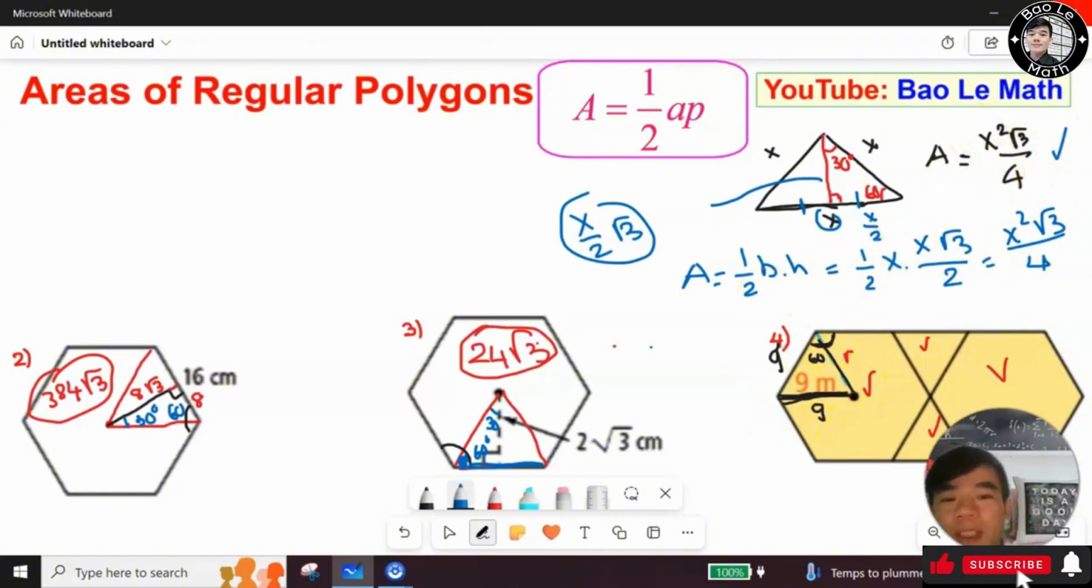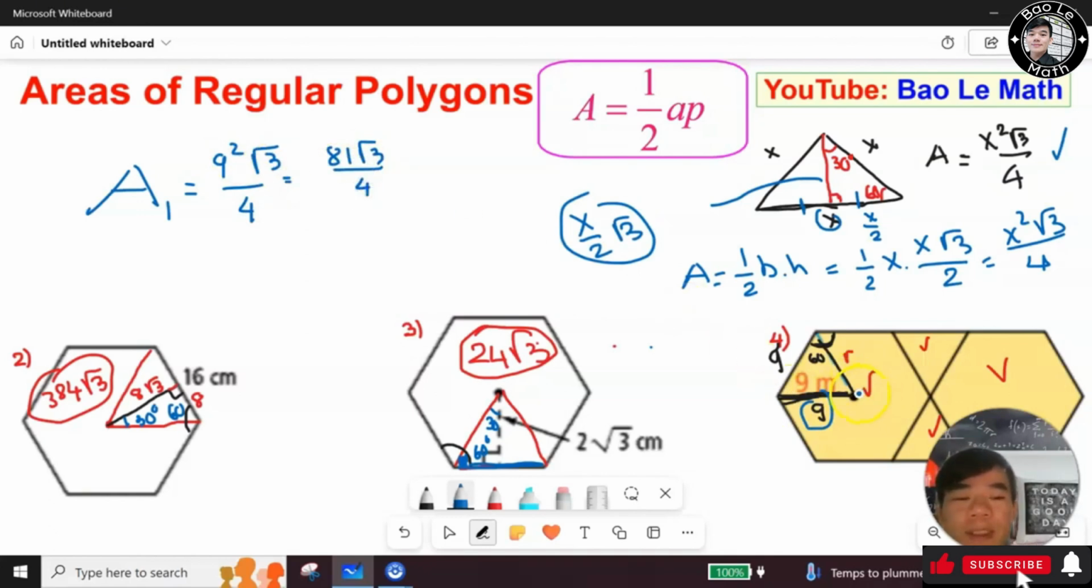I'm going to apply this formula. So the area of this equilateral triangle is going to be what? I call this A1. It's going to be S squared root 3 over 4, and the side equals 9. So I have 9 squared root 3 over 4. 9 squared equals 81, so 81 root 3 over 4.